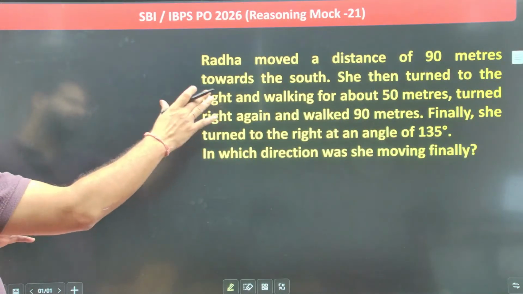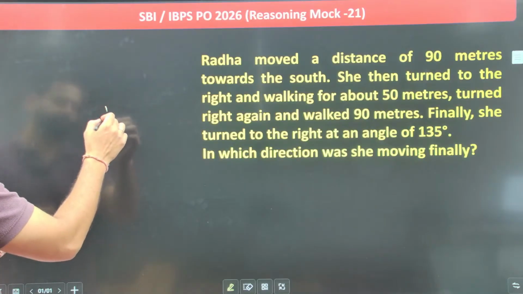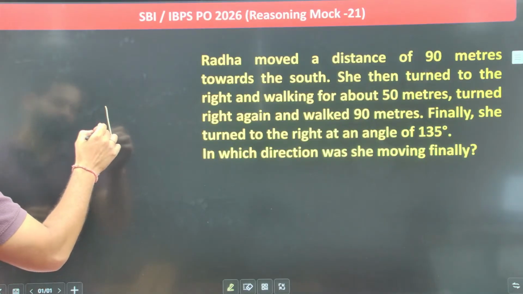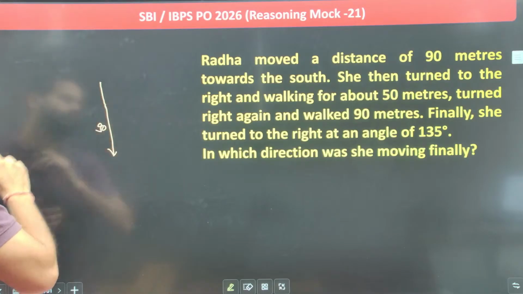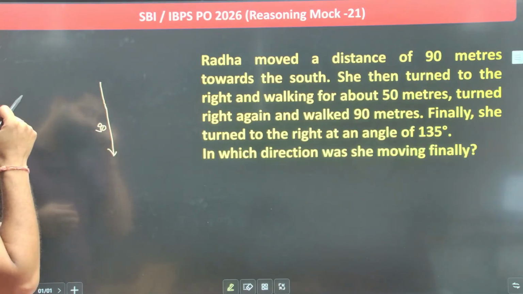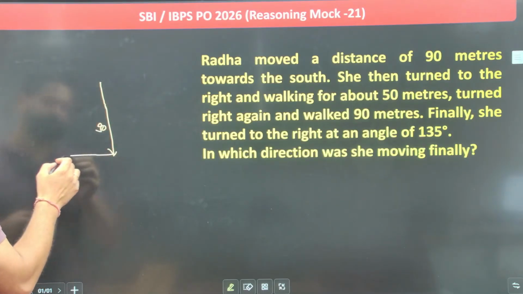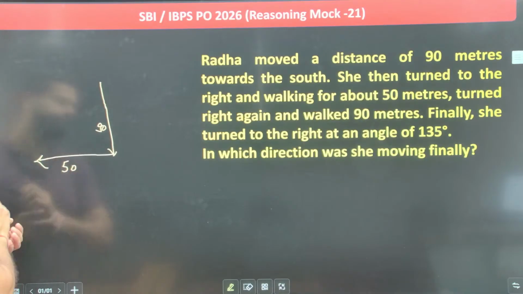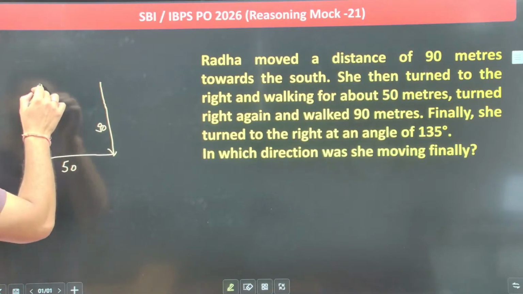Radha moved a distance of 90 meters towards south. She then turned right 50 meters. Then turned right again 90 meters. This is 90, so this will be 90.